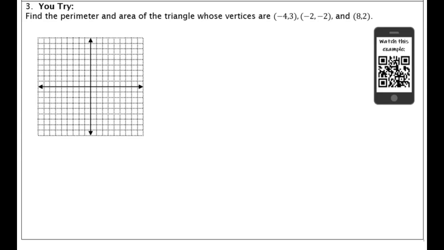In order to find the area and perimeter of this triangle, we need to first sketch a picture of it so we know what we're working with, and then we'll have to figure out what the side lengths are. All right, so the first thing I'm going to do is plot my points.